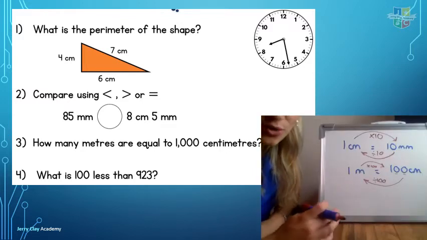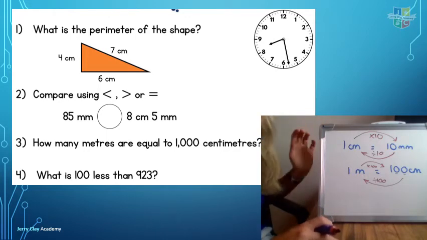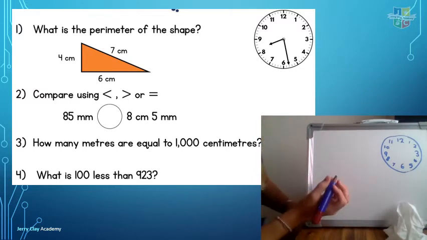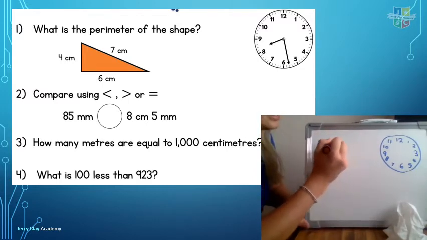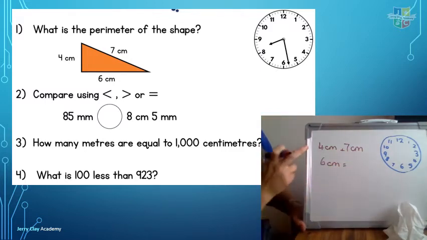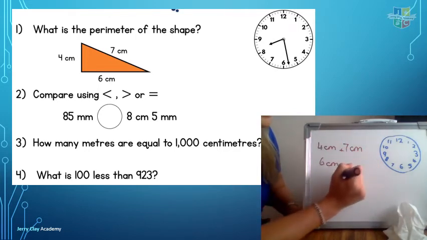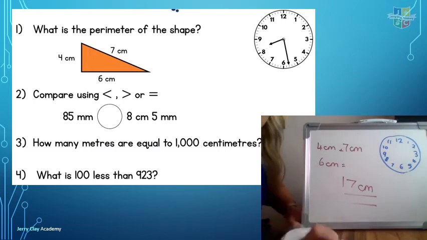Okay, so for number 1, we're going to be looking at the perimeter of the shape. So my perimeter has got 4 centimetres down one side. It has got 7 centimetres down another side and 6 centimetres on the last side of my triangle, and I'm going to add all of those together. I can see that 6 and 4 are my number bonds to 10, so I've got 10 plus my 7, so it's going to be 17 centimetres, and that will be your answer.